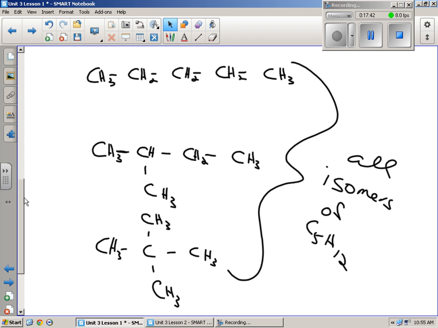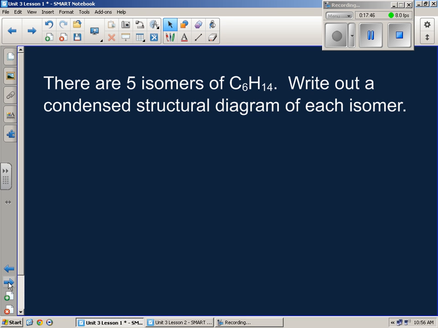Okay? Good? Yeah? All right, let's take a look here. There's 5 isomers of C6H14.